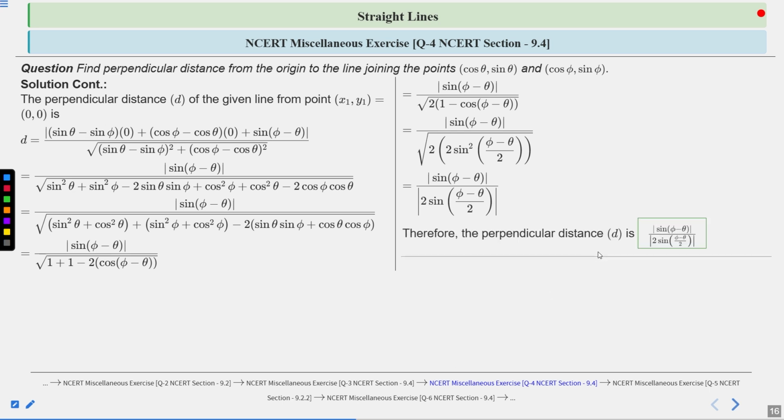So therefore the perpendicular distance from the origin to the line joining the points cos theta, sin theta and cos phi, sin phi is modulus of sin of (phi minus theta) divided by modulus of 2 times sin of (phi minus theta) divided by 2. So this is the perpendicular distance from the origin to the line joining the points. So students, I hope it is clear to all of you. So now let us move to the next question.